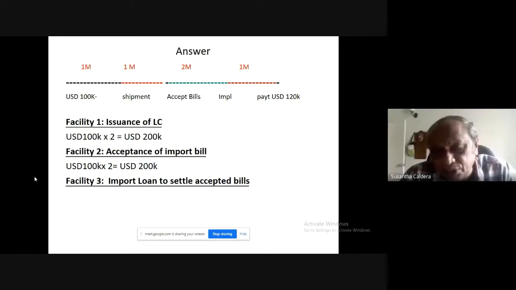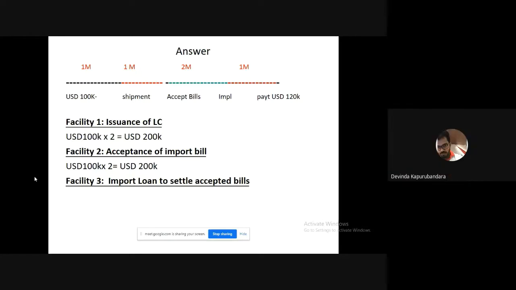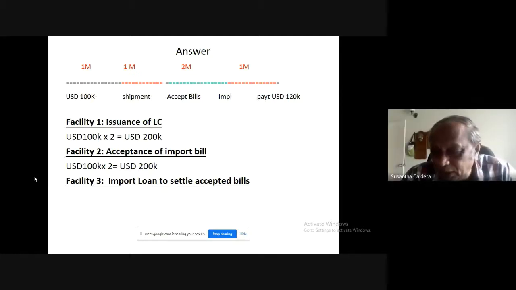ඒ මොකටද 100,000 into 2? Import bill එක settle කරන්න. Oh. Bills දෙකක් outstanding වෙනවනේ sir. What about the others? What about the others?